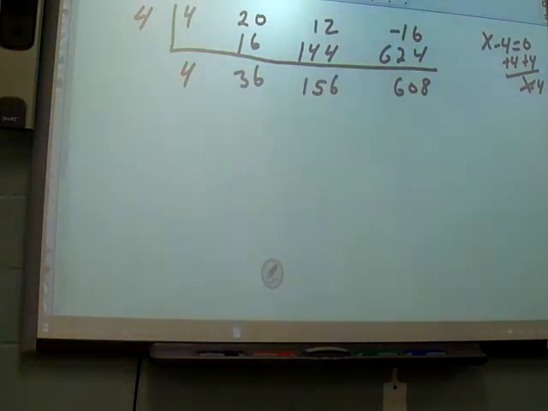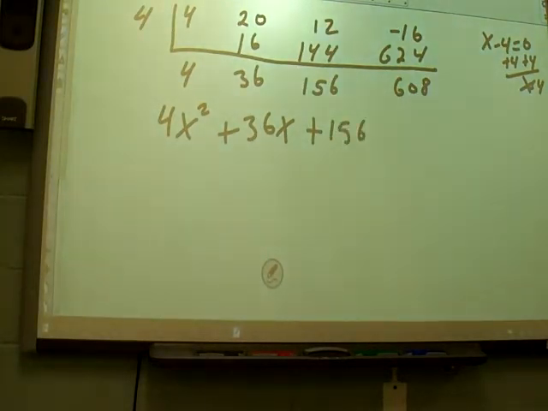Now remember when we were solving these things, if we didn't get a 0 there, it meant it didn't work. But that wasn't our direction. Our direction just said to divide, so we're okay. That's your remainder. So this started off as a 4x cubed, so that means my first term is 1 power less than that. So I write my answer here as 4x squared, using these numbers on the bottom, 36x. My constant's 156, and then my remainder over what I divided by.